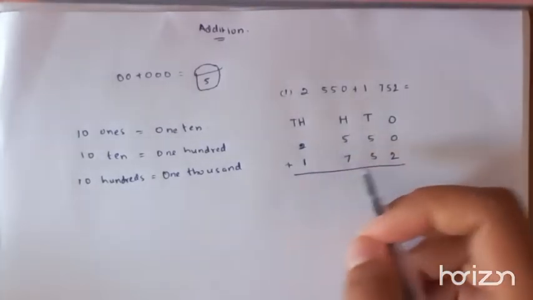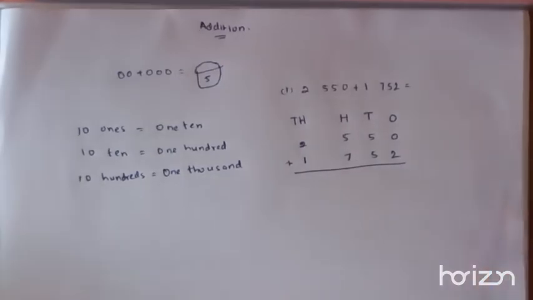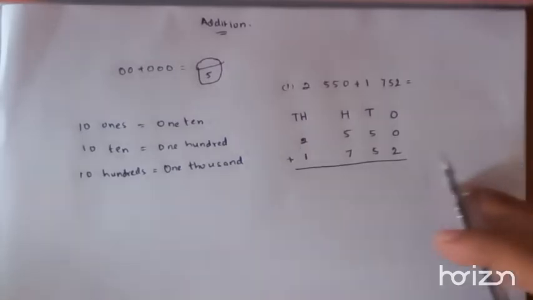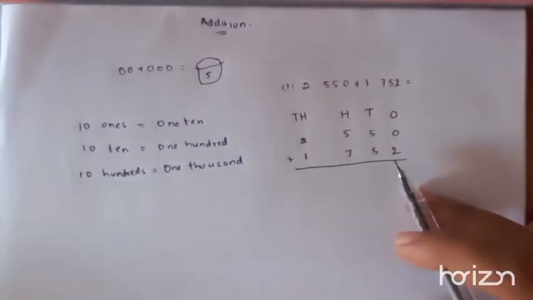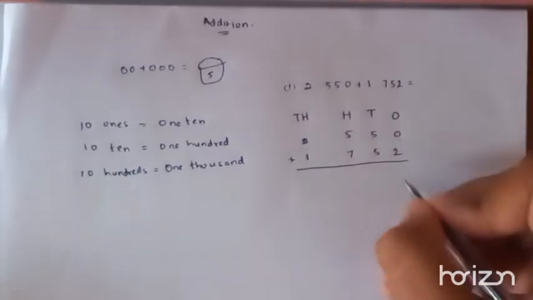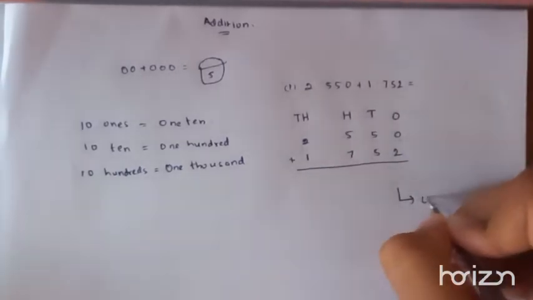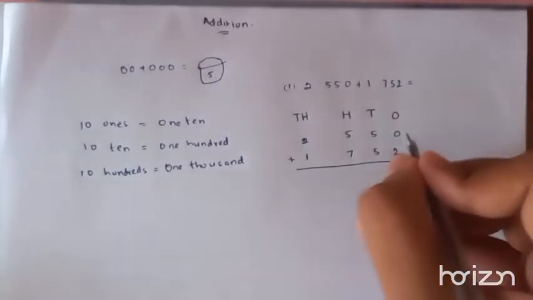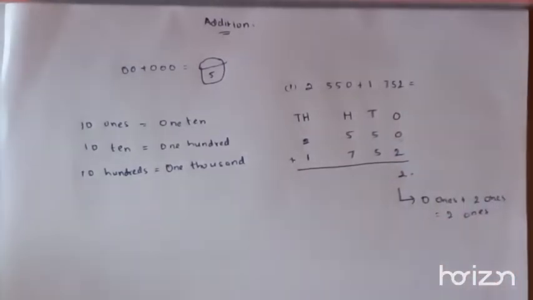This is the gist of what we will be applying here. So let's go ahead and work out the column method addition. We are going to add 0 ones with 2 ones. We would have 2 ones as an answer. So the ones column of this number would be 2.